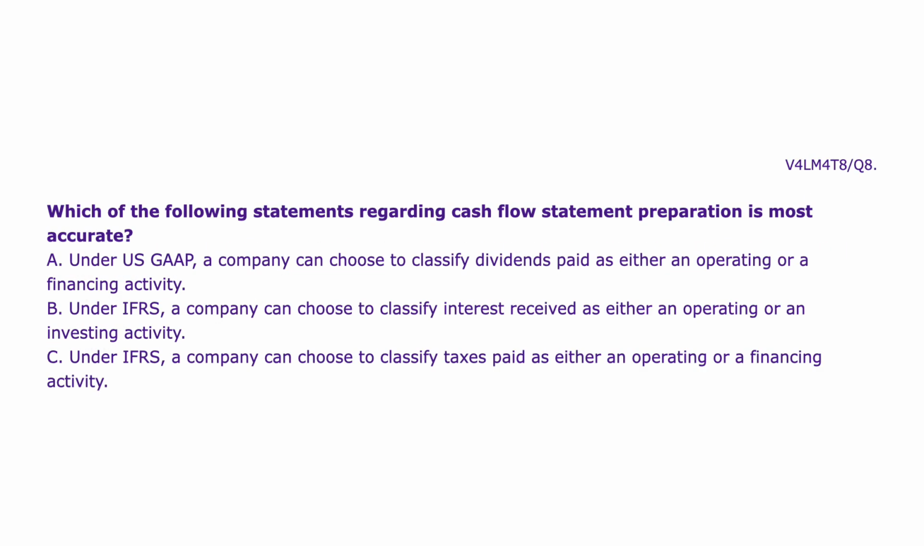Which of the following statements regarding cash flow statement preparation is most accurate? A. Under US GAAP, a company can choose to classify dividends paid as either an operating or financing activity. B. Under IFRS, a company can choose to classify interest received as either an operating or an investing activity. C. Under IFRS, a company can choose to classify taxes paid as either an operating or a financing activity.